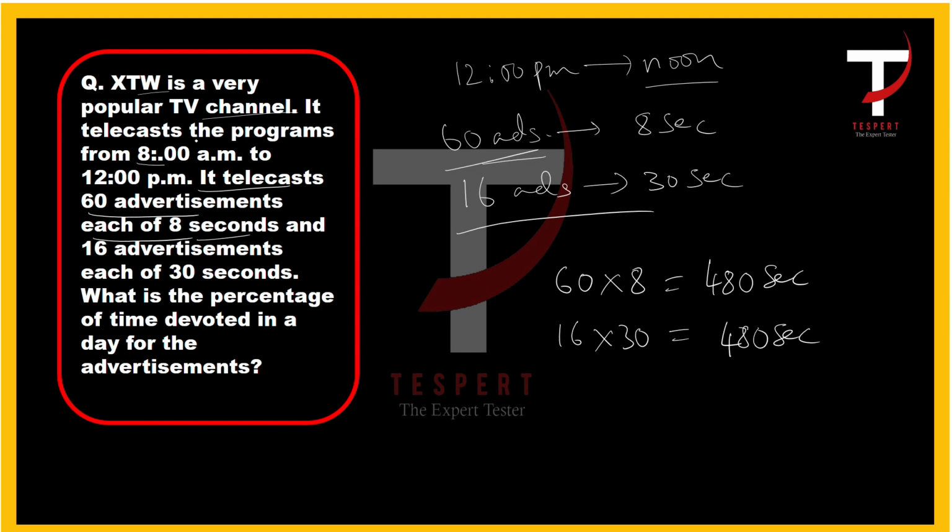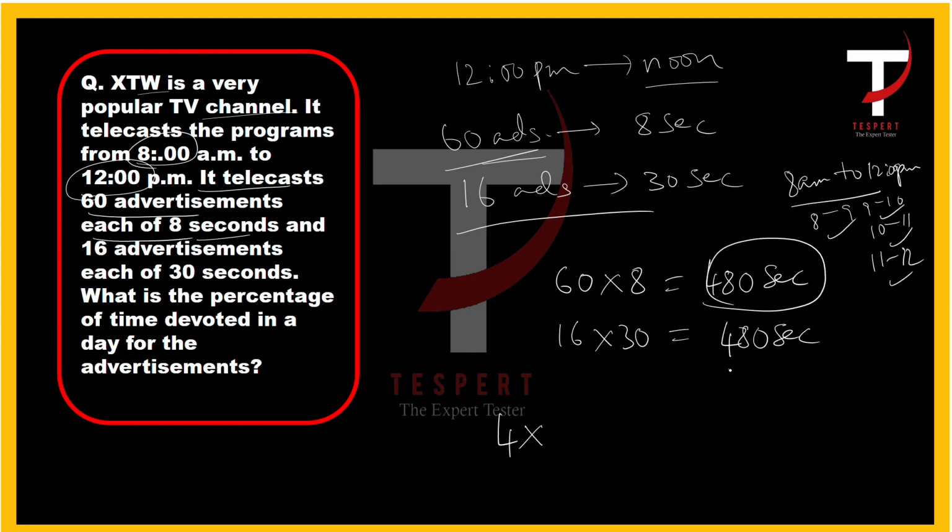From 8 a.m. to 12 p.m., right? That means 4 hours, right? So 8 to 9, 9 to 10, 10 to 11, and 11 to 12. Okay, 4 hours. As we converted the ads into seconds, we shall convert 4 hours into seconds. So 4 hours into 60 minutes into 60 seconds, which is equal to how many? 4 into 60 into 60 is 14400 seconds, right?